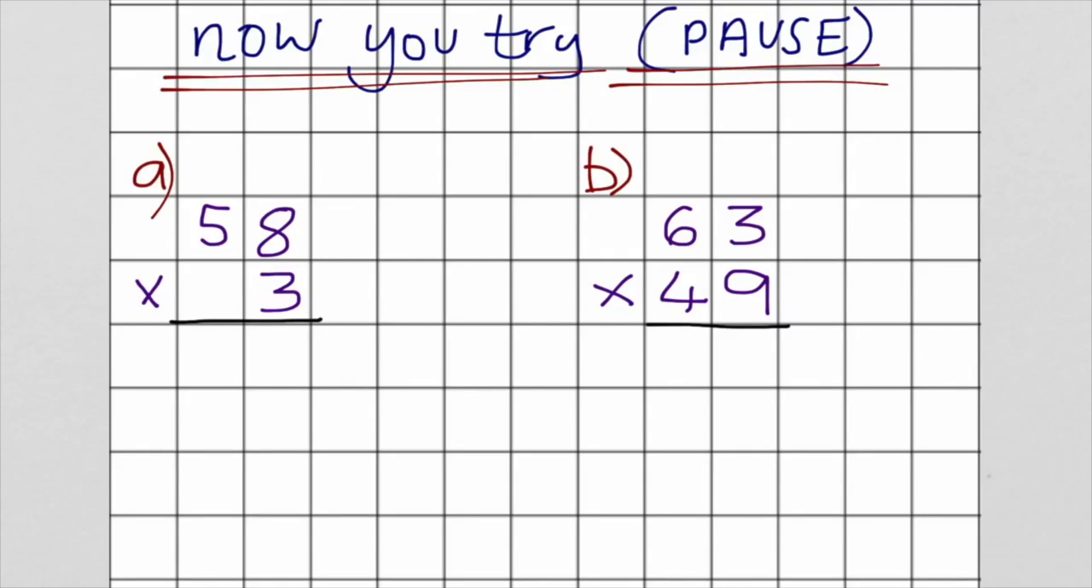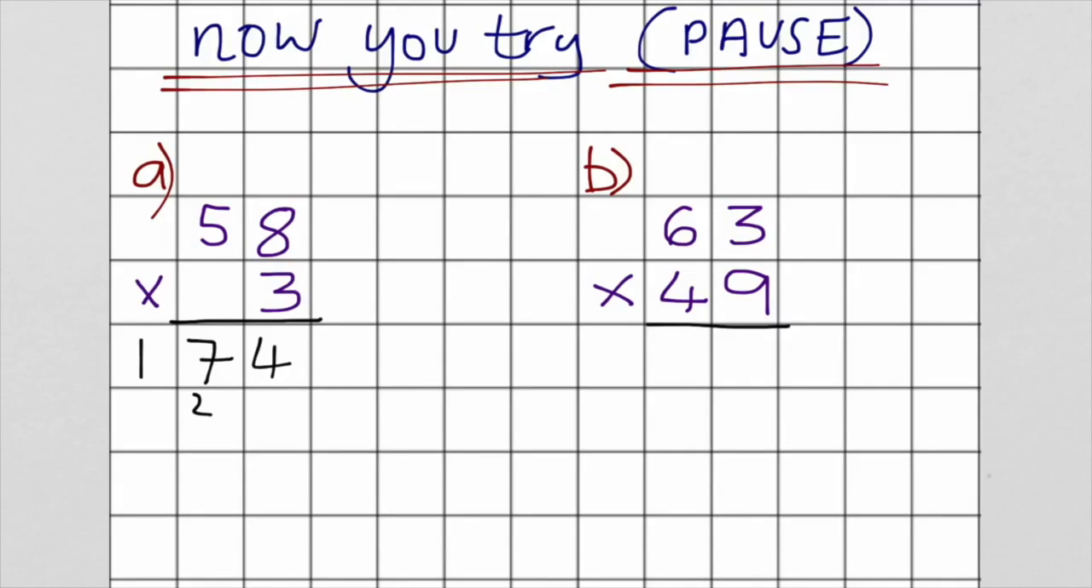Okay, so let's have a look at 58 times 3. First of all, I multiply everything by the 3. So 8 times 3 is 24. Carry the 2. 5 times 3 is 15. Plus the 2 is 17. 174.